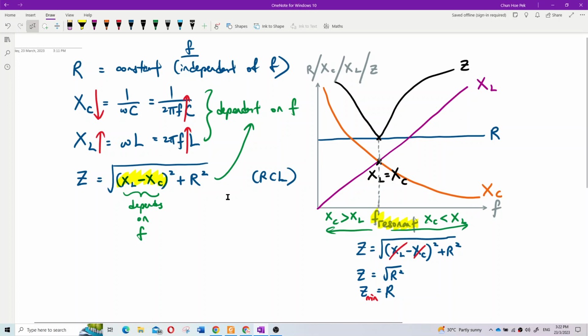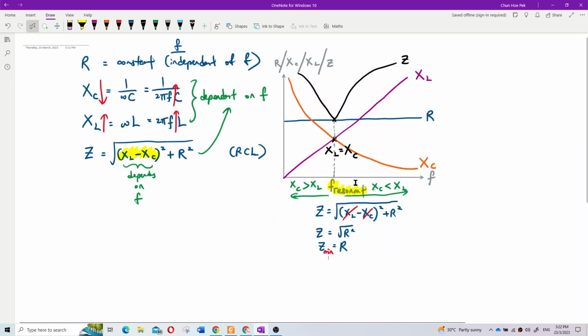So I can say Z is dependent on frequency, because Z depends on XL and XC, and XL and XC both depend on frequency. So in the end, Z depends on frequency also. Only one thing is independent of frequency, that is the resistor. Okay, all right. Now I want to further talk about the resonant frequency.